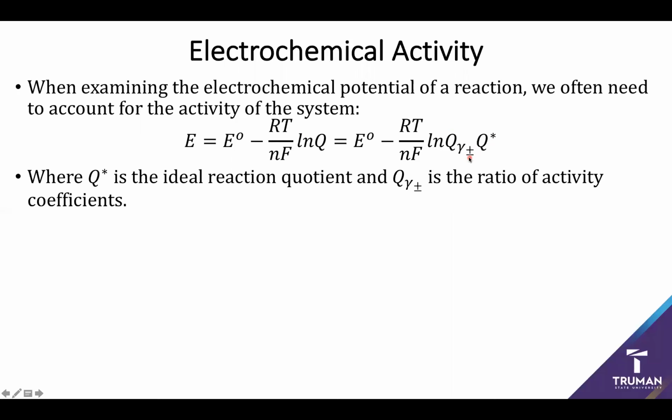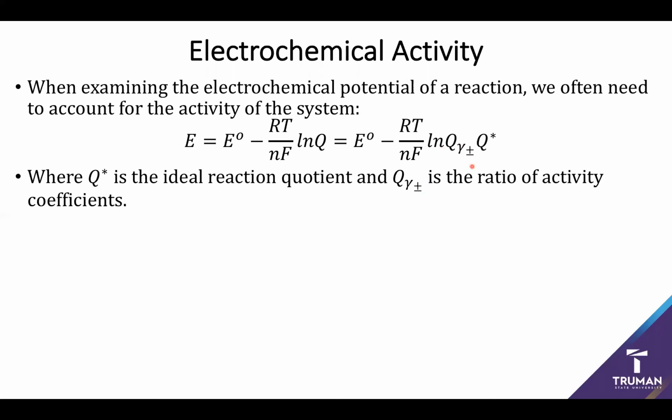The reaction quotient of our activities, however, is specifically dealing with the ratio of the non-idealities, or again, the ratio of our activity coefficients. So if we really want to know about the non-ideality of a system and its deviations from ideal behavior, this is the value I'm really going to be interested in.